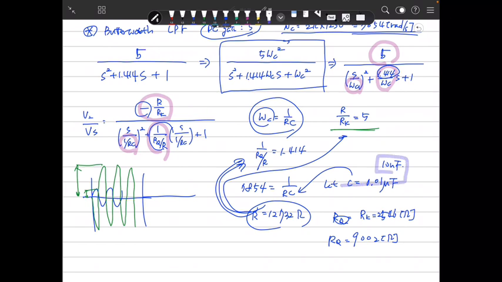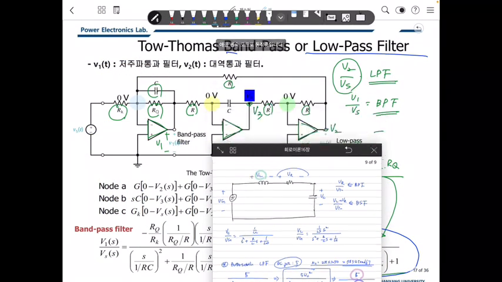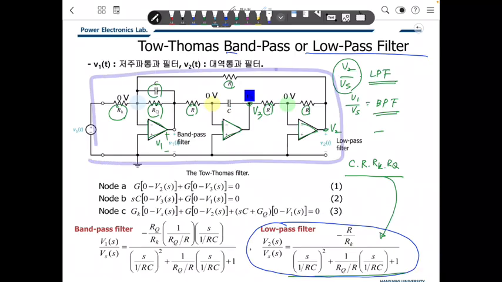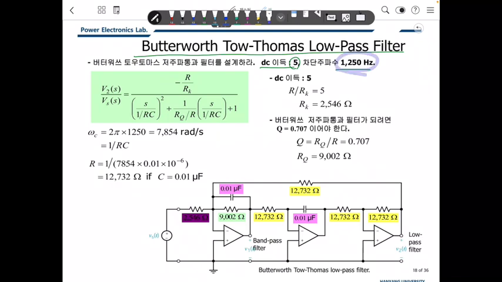So we have already finished defining and determining all variables. Capacitance is 10 nanofarad. R, RK, RQ have their values. These values are implemented in this form with RK, RQ, RC, RC. Then if you insert that, the output is a low pass filter. The cutoff frequency is here, 1250 hertz. This again is a gain-5 low pass filter. So this is the way to use it.